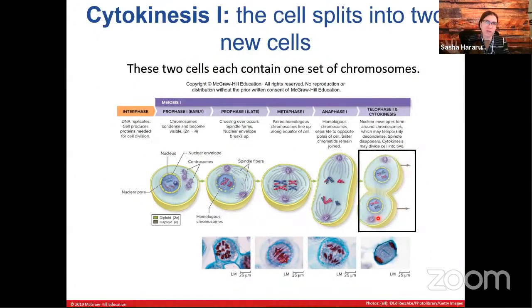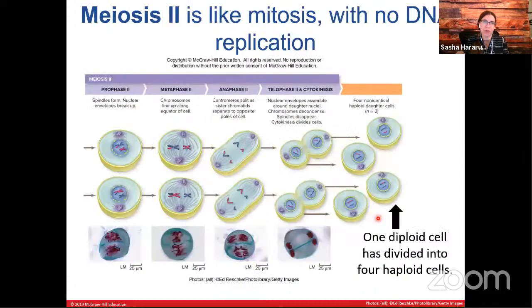So in cytokinesis, the cell splits into two new cells, and the two cells each contain one set of chromosomes. These cells do not contain the two members of a pair. They contain only one. So the cells that result from meiosis 1 are going to be haploid. Meiosis 2 is like mitosis, but with no DNA replication. So between meiosis 1 and meiosis 2, there's going to be no DNA replication. The chromosomes will remain intact.